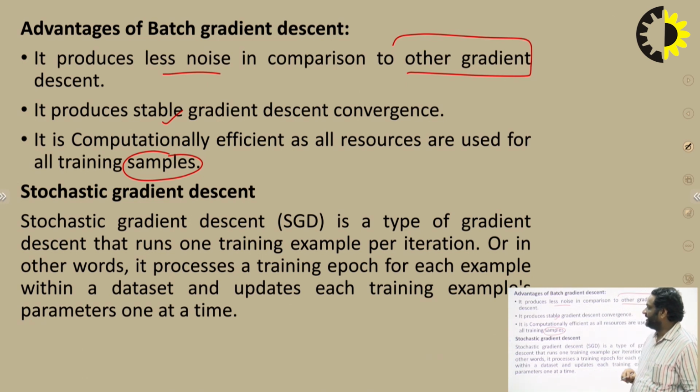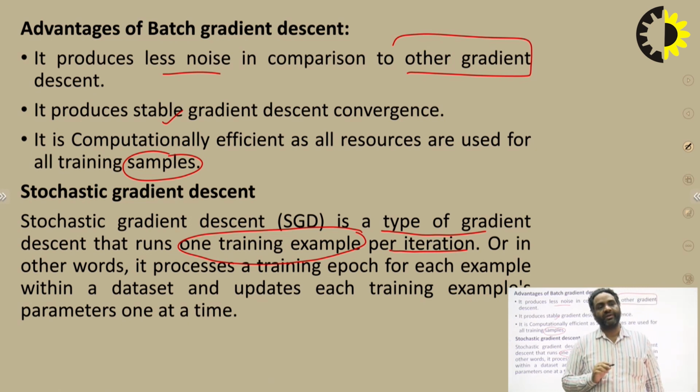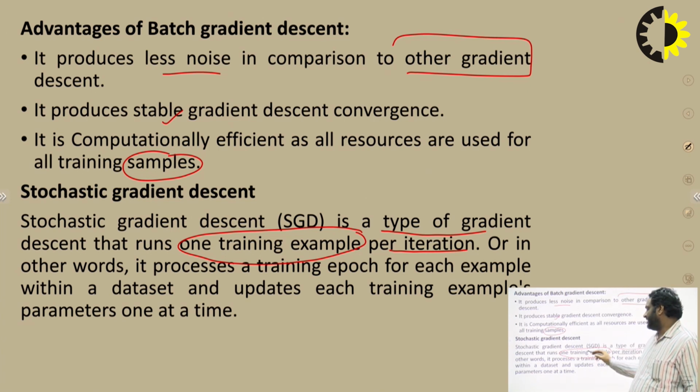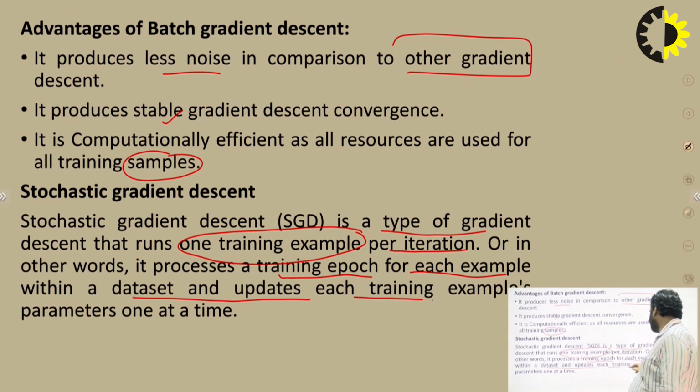So second is stochastic gradient descent. It is a type of gradient descent that runs on one training example per iteration. So it clearly suggests that in each iteration it will run on one training example. In other words, it processes a training epoch for each example within a data set and updates each training example's parameters one at a time.